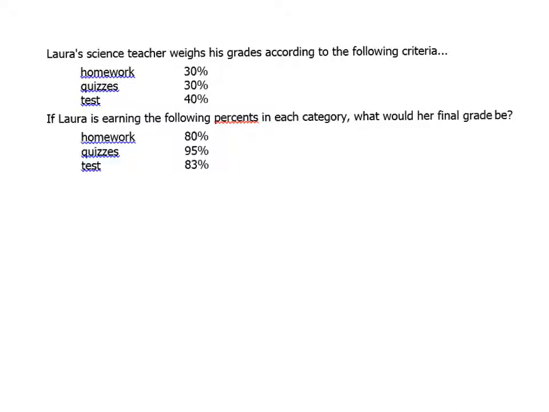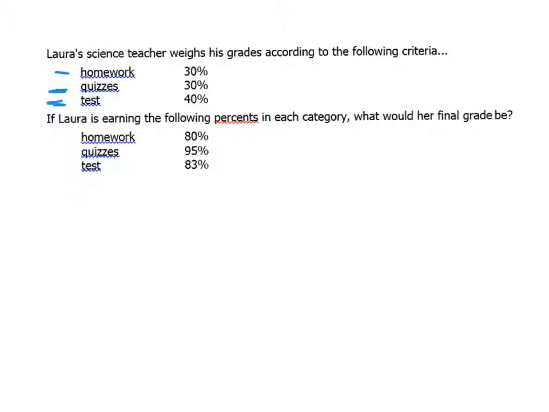In this lesson, we're going to take a look at some examples of problems involving weighted averages. So if you take a look at the first example, it says Laura's science teacher weighs his grades according to the following criteria. Homework is 30% of the grade, quizzes are 30% of the grade, and tests are 40% of the grade. So teachers do this sometimes to make certain categories worth a little bit more.